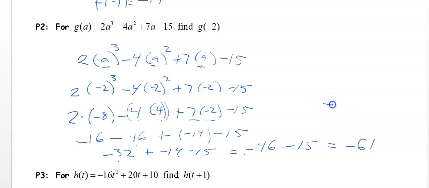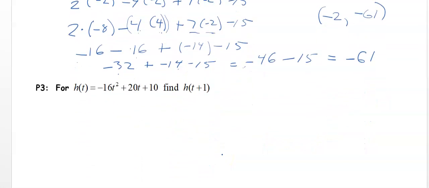So this tells me that if I were graphing function g, negative 2, negative 61 would be one of my points. Hopefully my arithmetic was correct there. If you have any questions, you can email me.